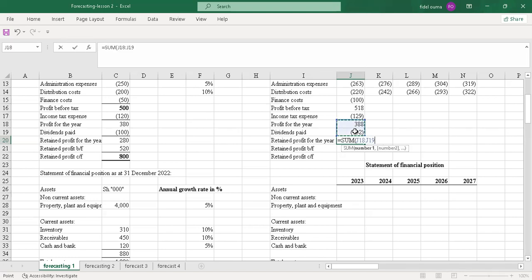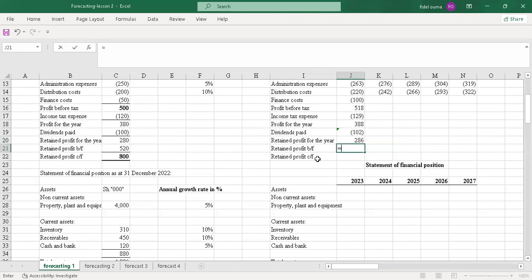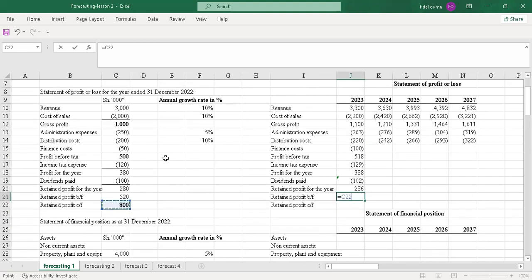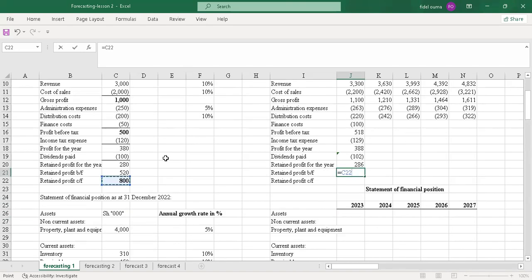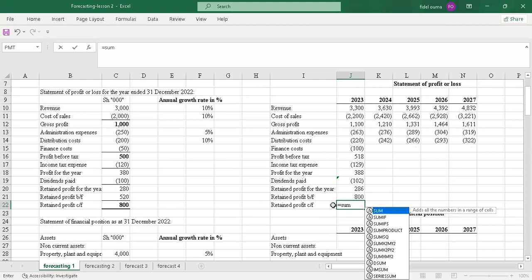I'll sum those two. The retained profit brought forward is the retained profit carried forward from the previous year. So I'll just say equals, then pick the retained profit carried forward. The retained profit carried forward for 2022 is now the retained profit brought forward in 2023. So I just enter that. Then I'll sum these two to get the retained profit carried forward.